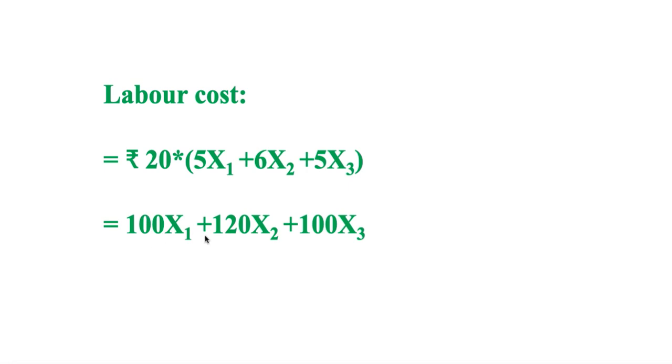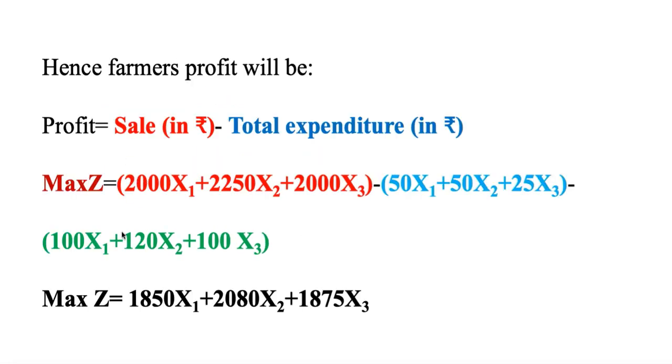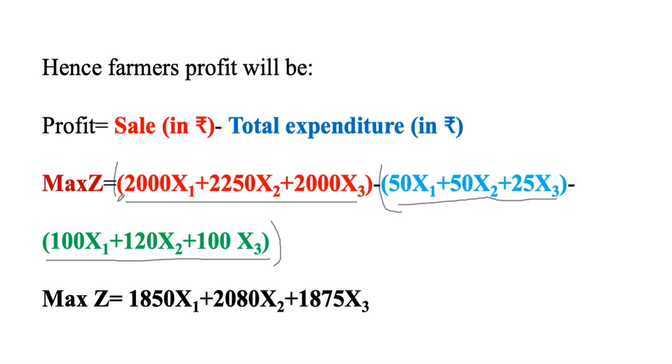This is 100 x1 plus 120 x2 plus 100 x3. This is the total labor cost. Now we know this part is sales. When we talk of this one, this is sales here. This part, if we see, is the sales. This part is the cost on fertilizer, and this part is the cost on labor. So when we deduct these two expenses from the sales, we are going to get profit.